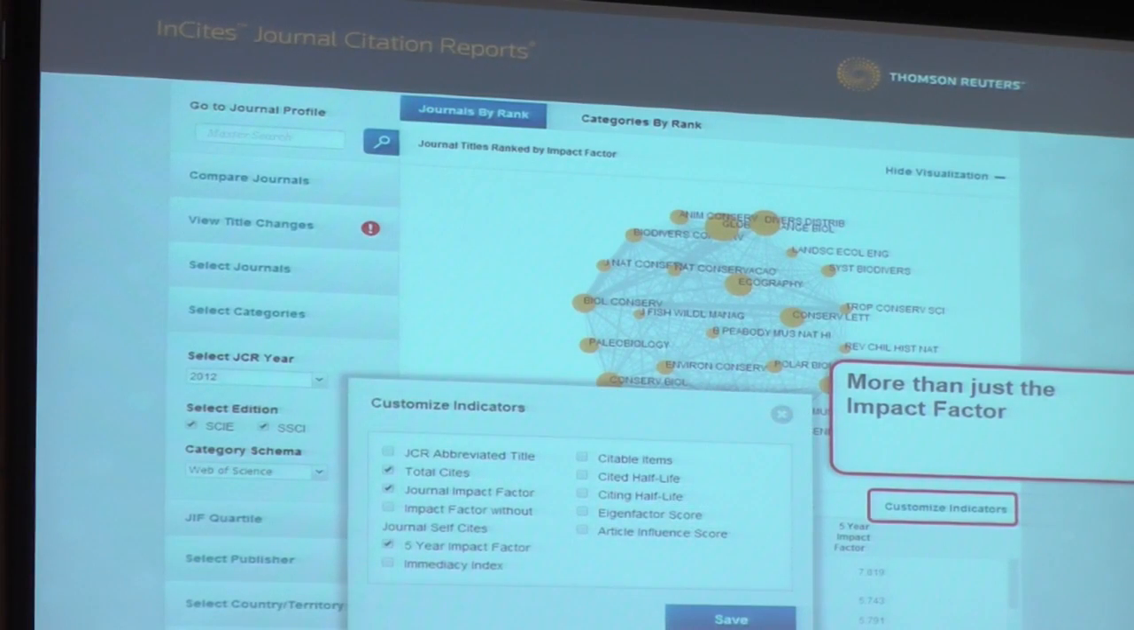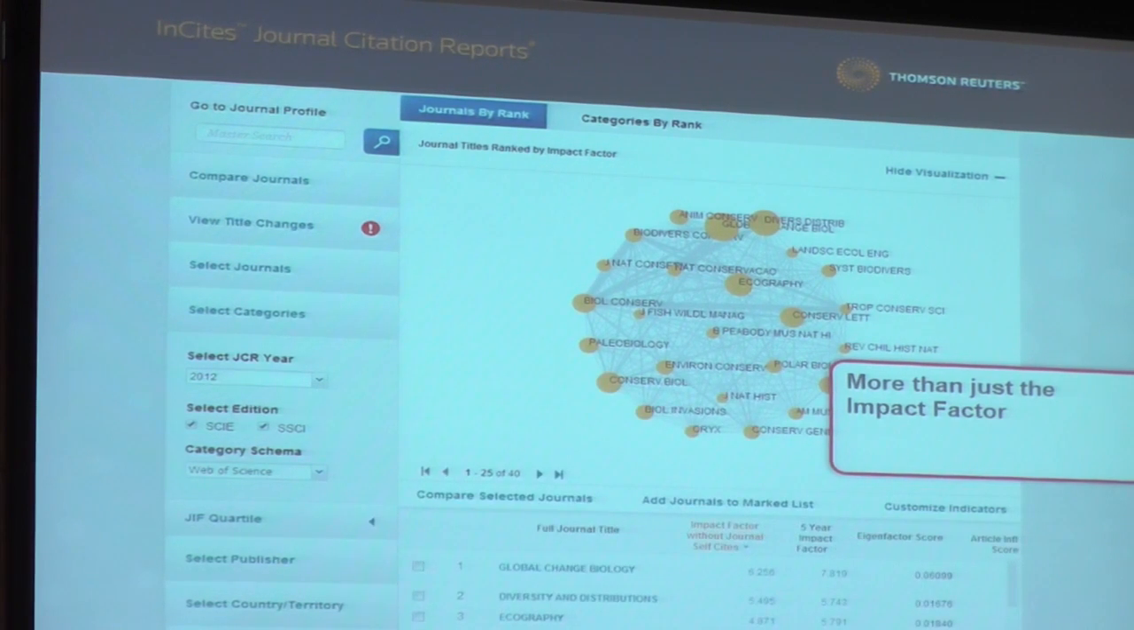So we're more than the impact factor, though. You see a picture of the Journal Citation Reports on Insights, and you see all of the different indicators that come up. We're not going to talk about all of those, but we'll talk about a few of them.